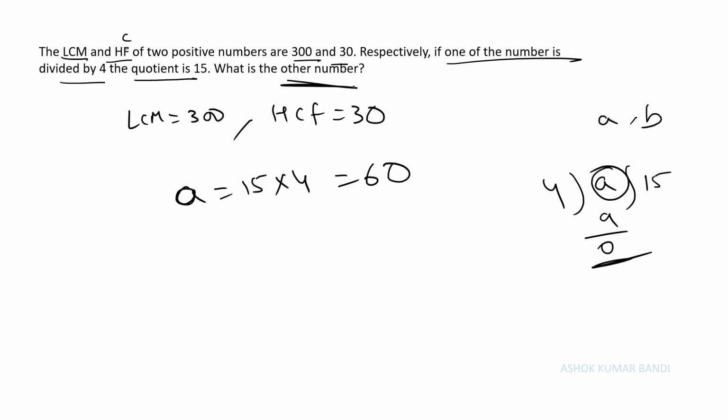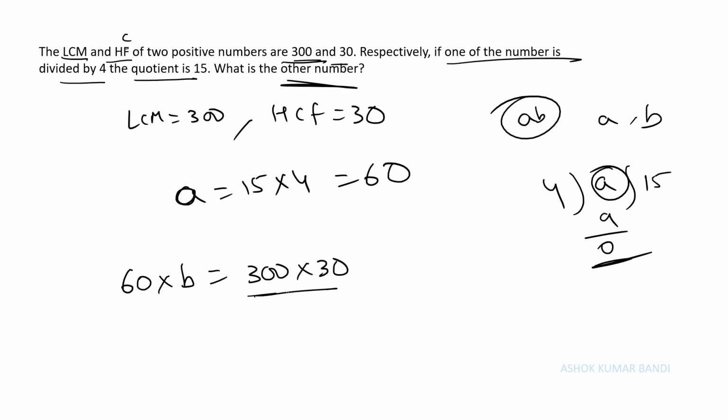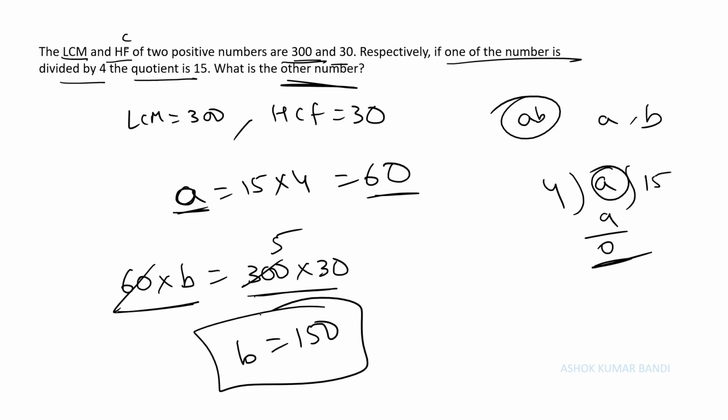You want to find out the other number. So we know that 60 into the other number is equal to LCM into HCF. Why? The product of two numbers is always equal to the product of LCM and HCF. I'm assuming the first number as a and I got this as 60. So here, this is 5 times, so the second number is equal to 150. That's it. So the product of LCM and HCF is equal to the product of the two numbers. By using that, you can find out the other number.